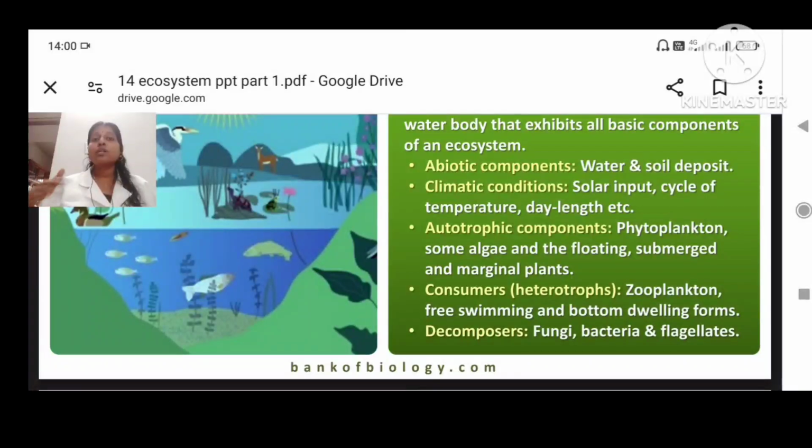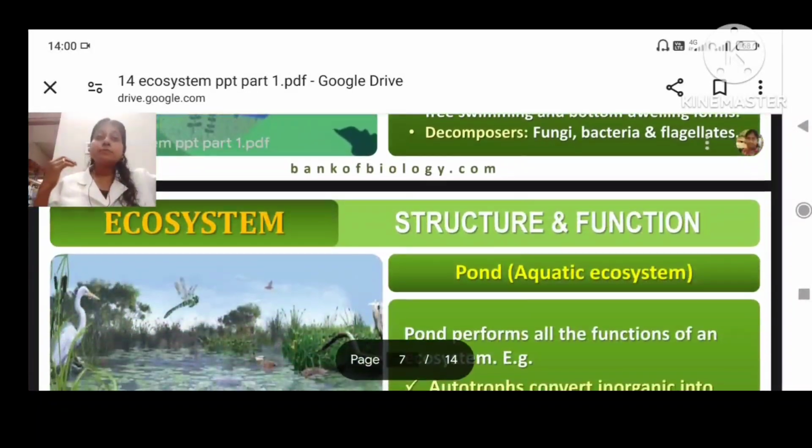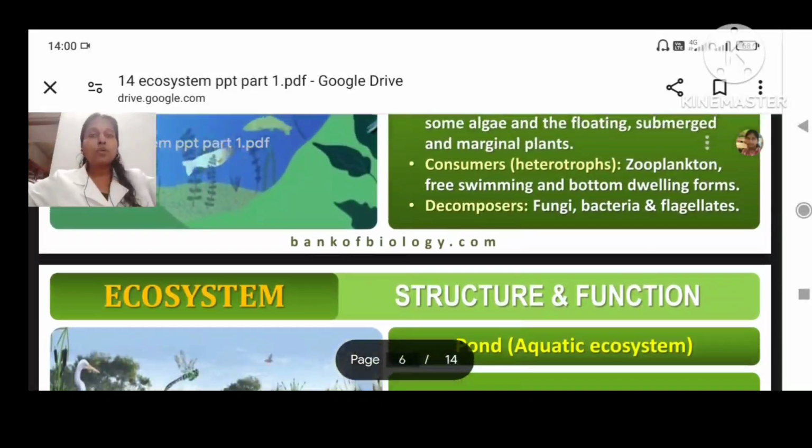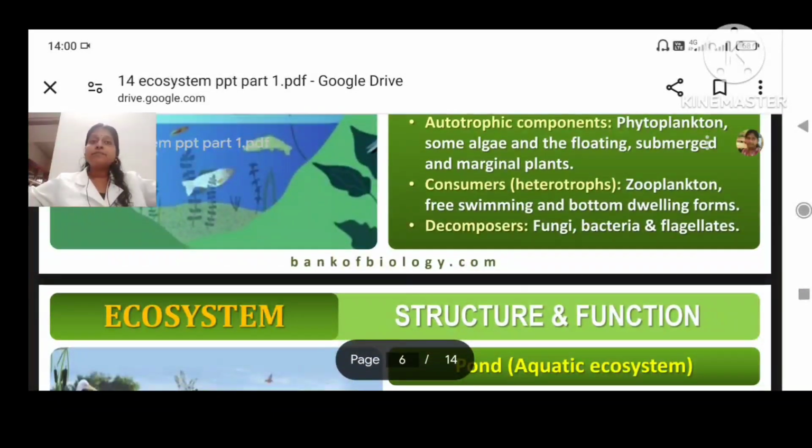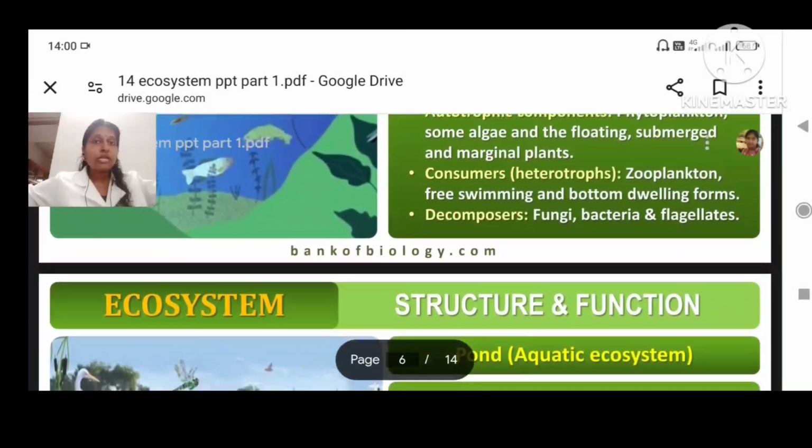We have learned what are the factors which are affecting photosynthesis. So all these abiotic factors are playing a major role in controlling what? The biotic factors. And if plants are not there, consumers cannot be there. If both are not there, decomposers don't have food, isn't it?